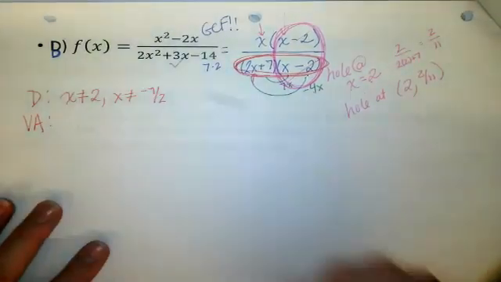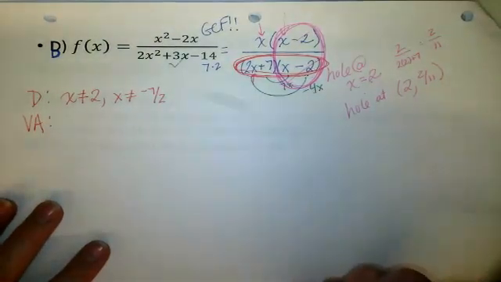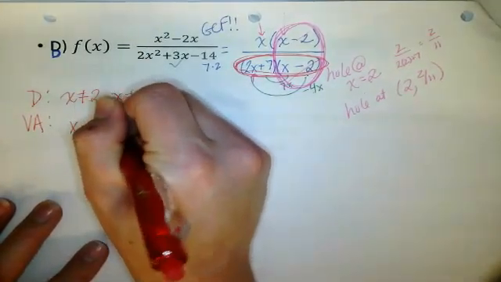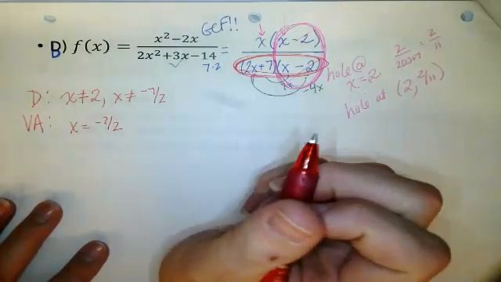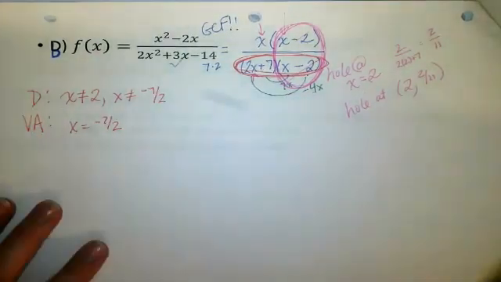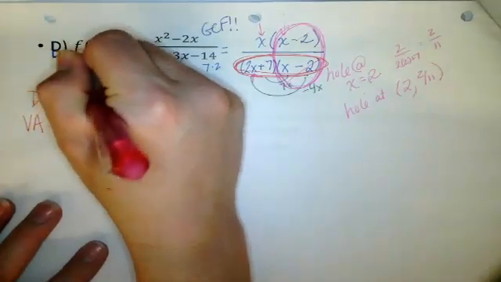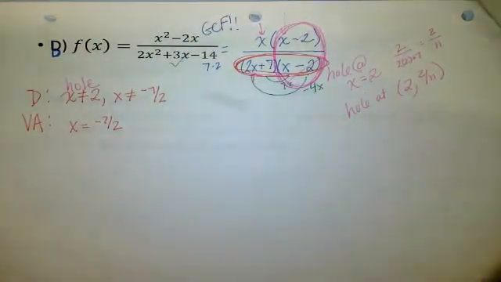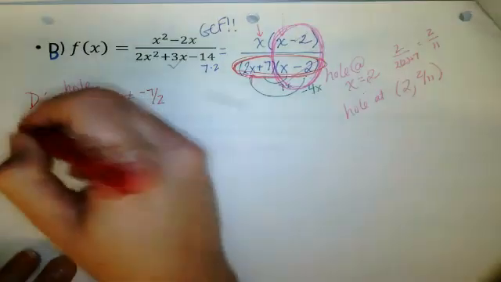Now, what are the vertical asymptotes? x equals negative 7/2. What about x equals 2? It's a hole. Very good. It can't be both. And the hole trumps everything else, okay? So it can't be a hole and a vertical asymptote. All right. Then, that's very good. I can graph that.